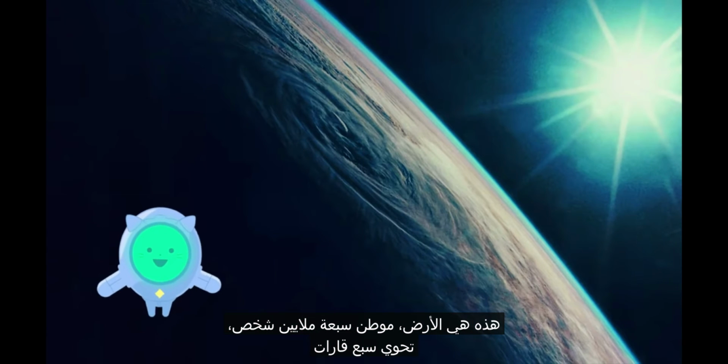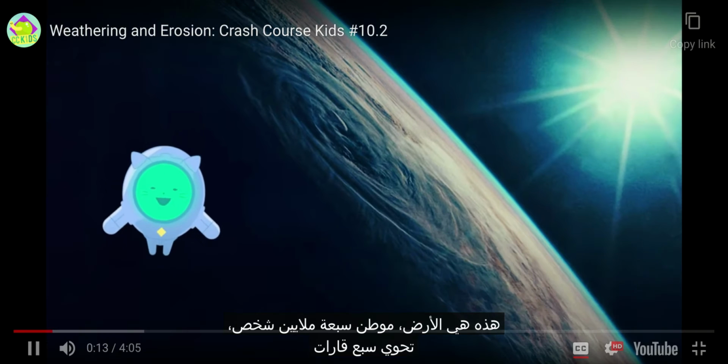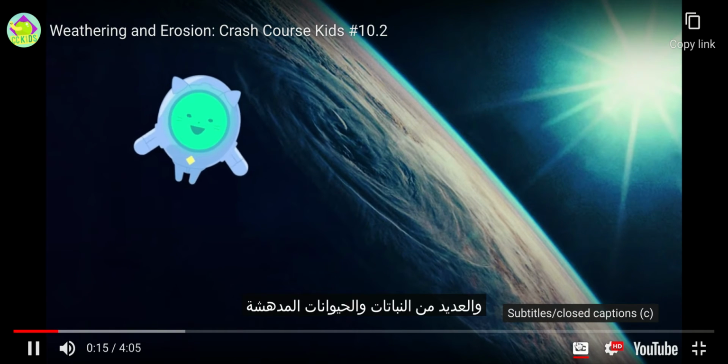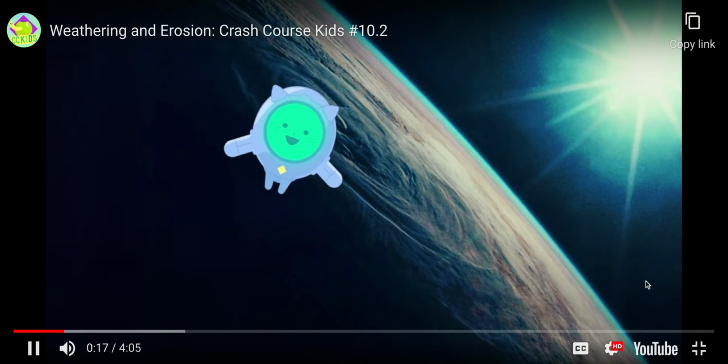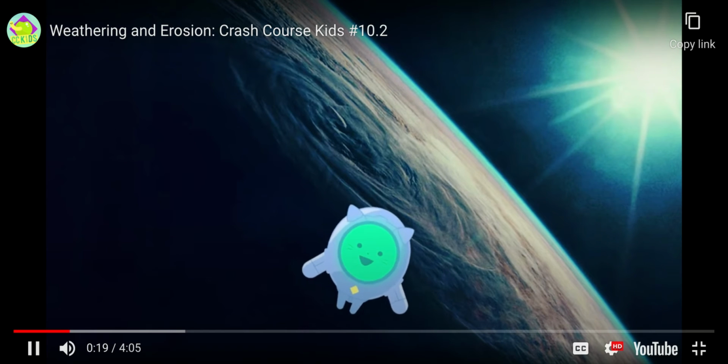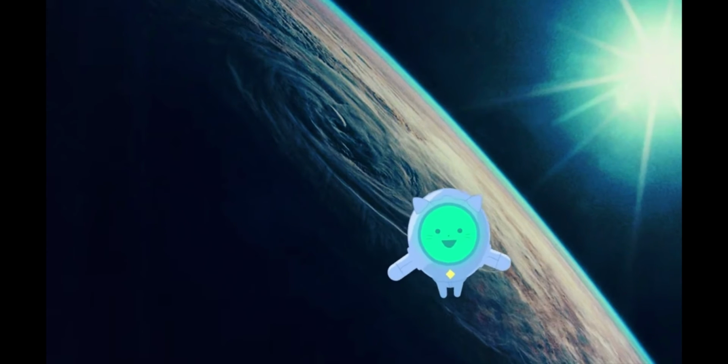This is Earth, home to 7 billion plus people, 7 continents, and all kinds of amazing plants and animals. This is what Earth has looked like for a long time, and will probably continue to look like for a long time, right? Yes! And no. Sure, this is what Earth looks like from space. But even though it looks pretty much the same from afar, once you zoom in on it, you can see it's always changing.